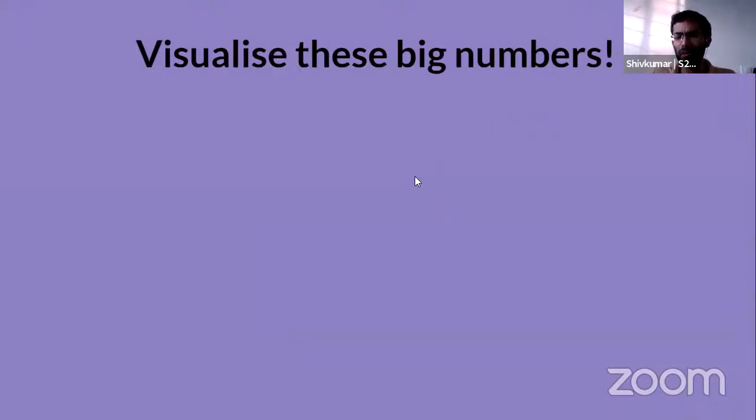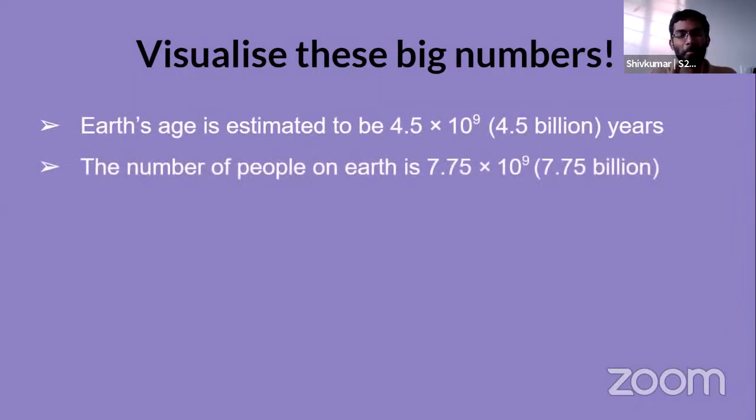This again shows the power of the place value system of writing numbers. Just using 10 digits, we're able to represent such an enormous number. Now just visualize these big numbers. Earth's age is estimated to be 4.5 billion years. Just imagine how many lifetimes you need to live to see through the entire Earth from the beginning till now. And the number of people on Earth is 7.75 billion.